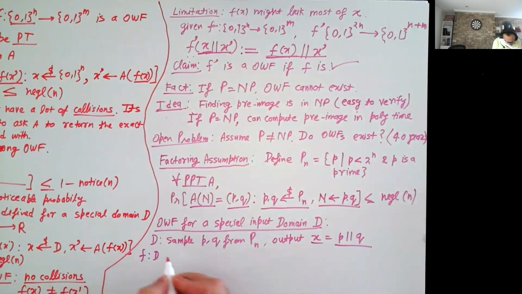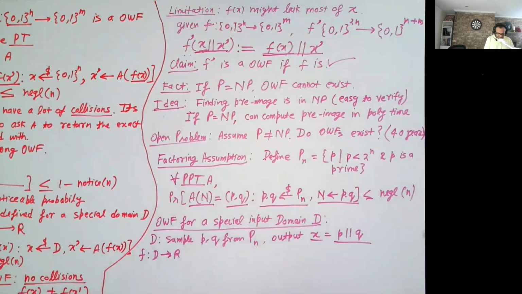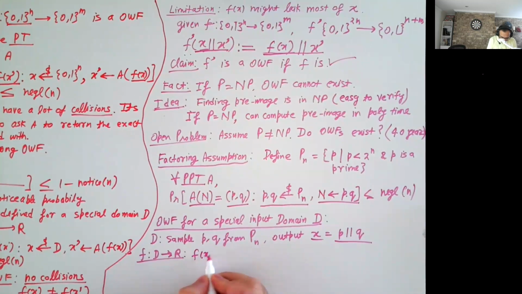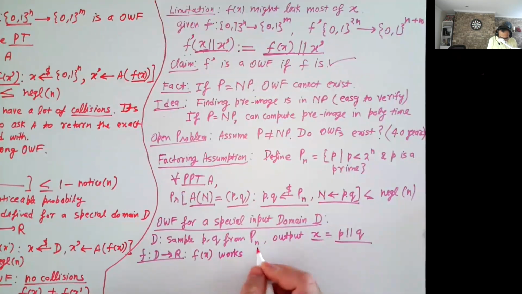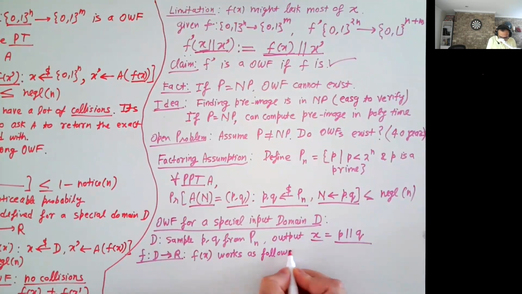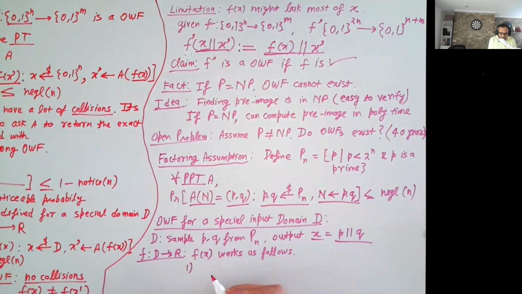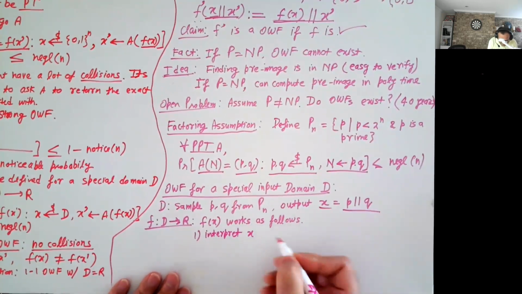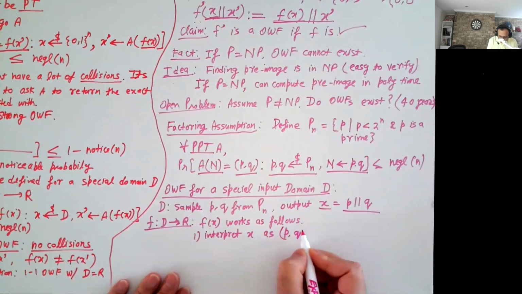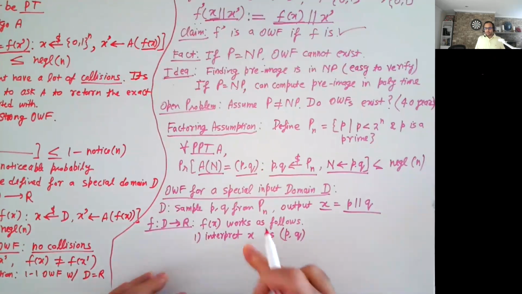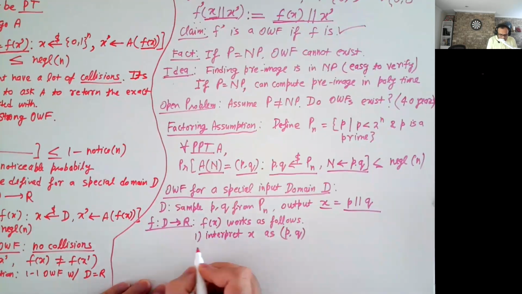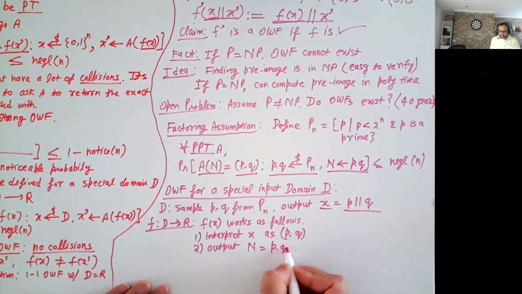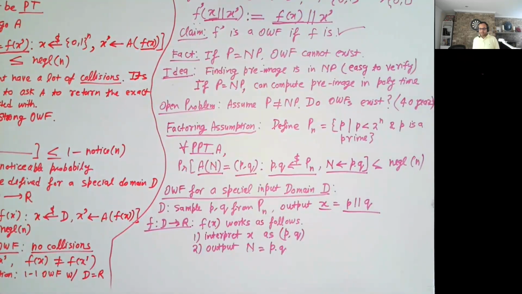And now the function, one-way function f, is defined on this D, and it works as follows. f of x works as follows. Step 1 is interpret the input x as P comma Q. So x is supposed to be 2 n bits. You first parse this input, you divide it into 2 numbers, n bits each. And then you output N equals P times Q. Okay, very simple.